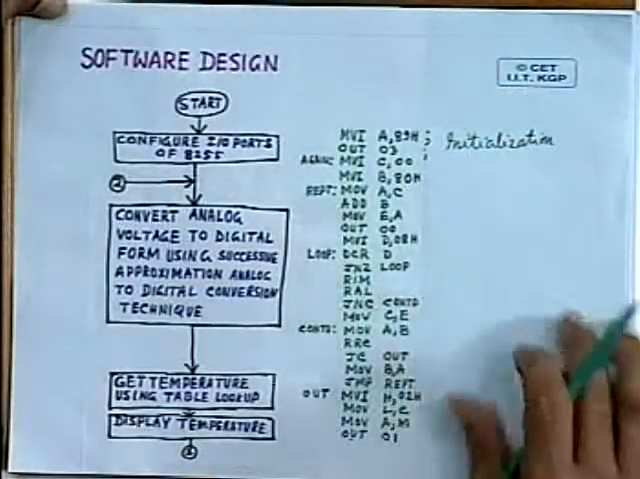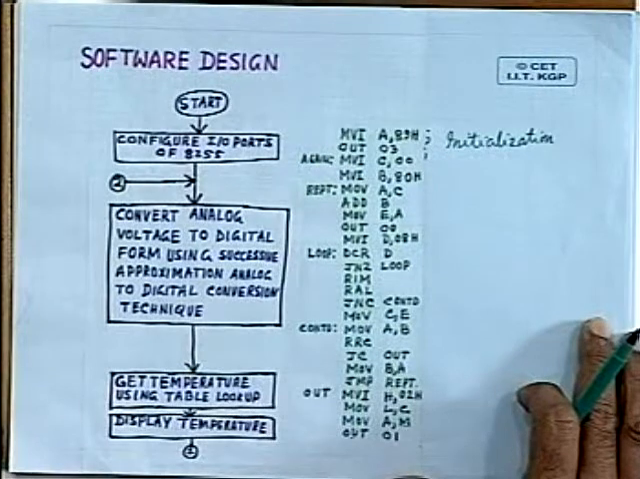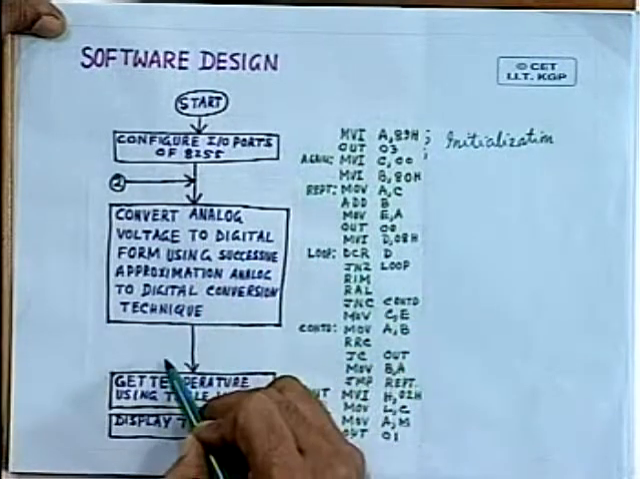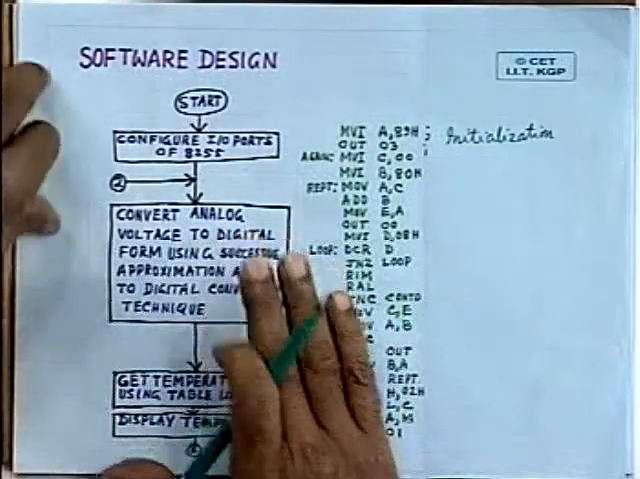And after that, you have to perform the analog to digital conversion. Analog to digital conversion can be done in a number of ways. It can be counter type, it can be successive approximation type. Later on we shall discuss in detail the analog to digital conversion algorithms. For the time being, let me briefly explain how it is being done here.